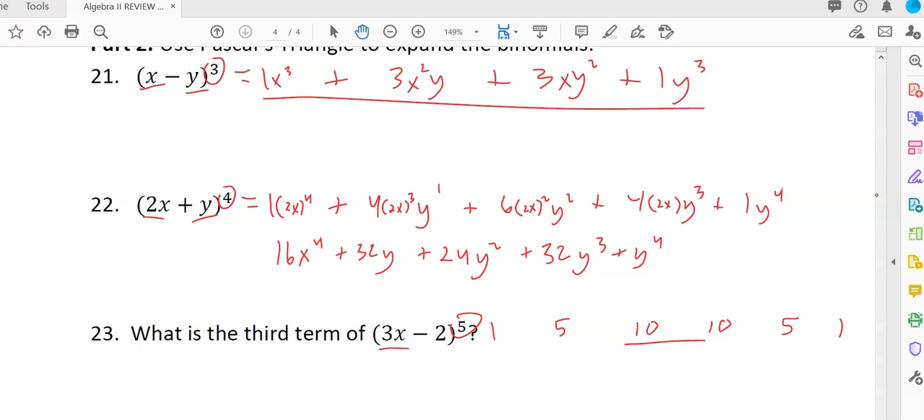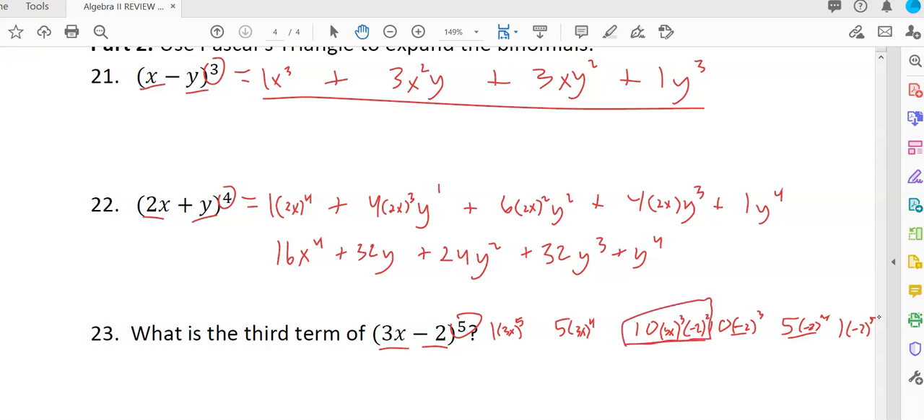So 3x would be 3x to the fifth power, the highest power. This would be 3x to the fourth. I don't really care about that one. So this is the term I care about, 3x to the third power, and then 3x, we're done. Last term, negative 2 to the fifth, negative 2 to the fourth. I don't care about those. This one I care about, but being very careful. This one is negative 2 to the second. So this is the term I care about.